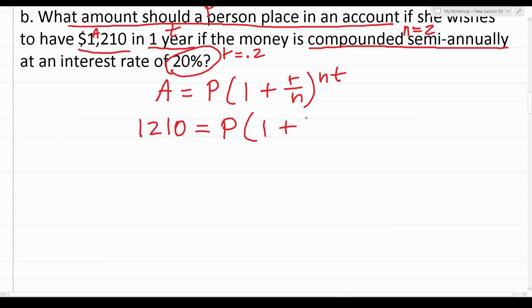We have 1 plus, what was R? R was our interest rate in decimal form, which was 0.2. N was how often the money's compounded, and we found that to be 2. So this is 2. Again, N was 2. And time was 1 year in this case, so this is going to be 2 times 1. All right, let's start simplifying this. We have 1210 equals P times 1 plus, and let's work this out.